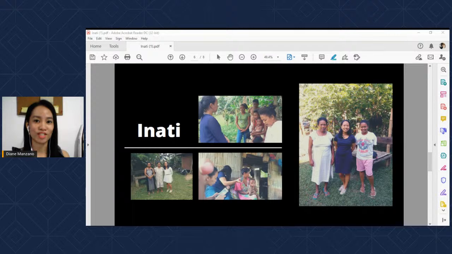Now, I would like to thank my Inate informants and the whole Inate community, because without them, I won't be able to finish my master's degree. I would like to say that their efforts are being put out in the open, and we can look for other collaborators to help in their struggles to use their language and their community.